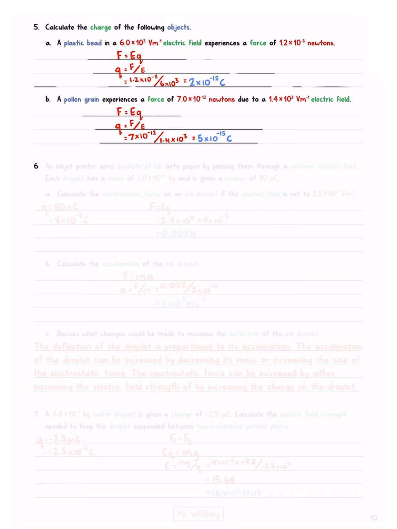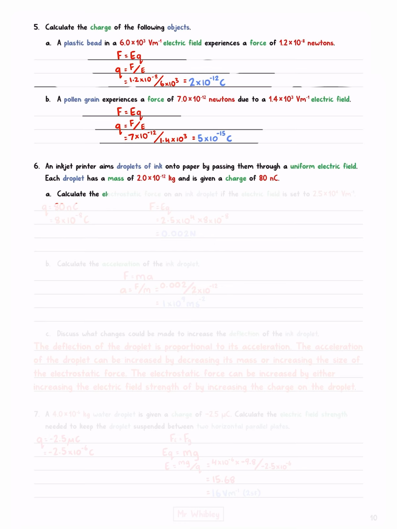Question 6. An inkjet printer aims droplets of ink onto paper by passing them through a uniform electric field. Each droplet has a mass of 2 times 10 to the minus 12 kilograms and is given a charge of 80 nanocoulombs. Calculate the electrostatic force on an ink droplet if the electric field is set to 2.5 times 10 to the 4 volts per meter.